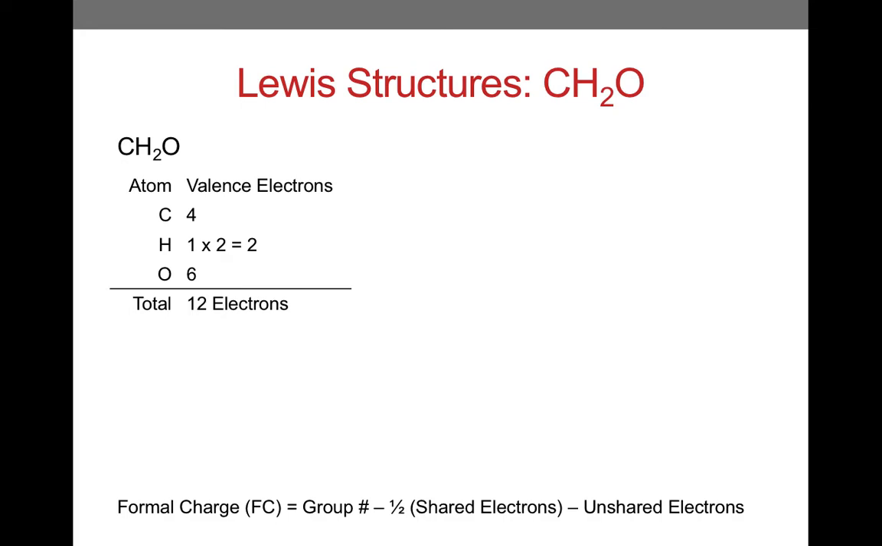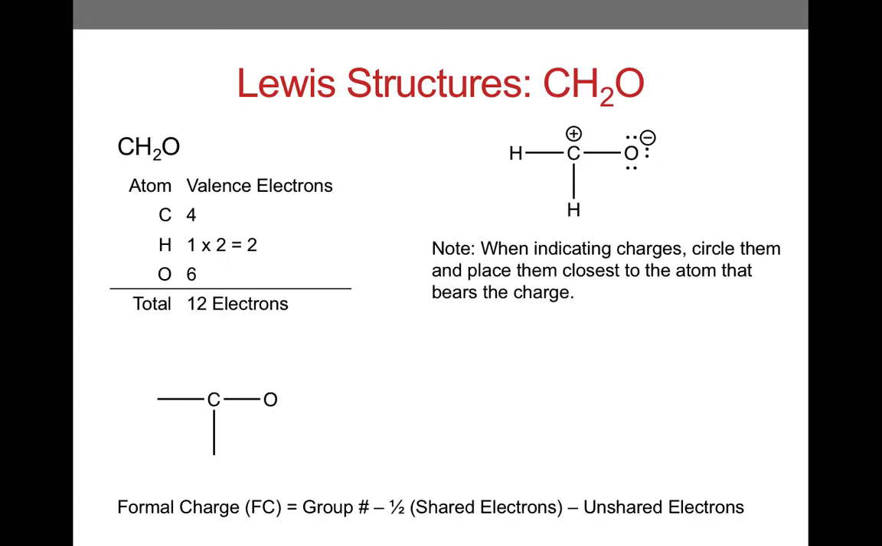Let's connect the carbon to the oxygen. And now let's fill their octets by connecting the 2 hydrogens to the carbon and adding lone pairs. Obviously, we have formal charges here. Also, whenever we indicate formal charges, we circle them and place them closest to the atom that bears the charge. But let's practice calculating the formal charges. The formula is shown at the bottom of this slide.